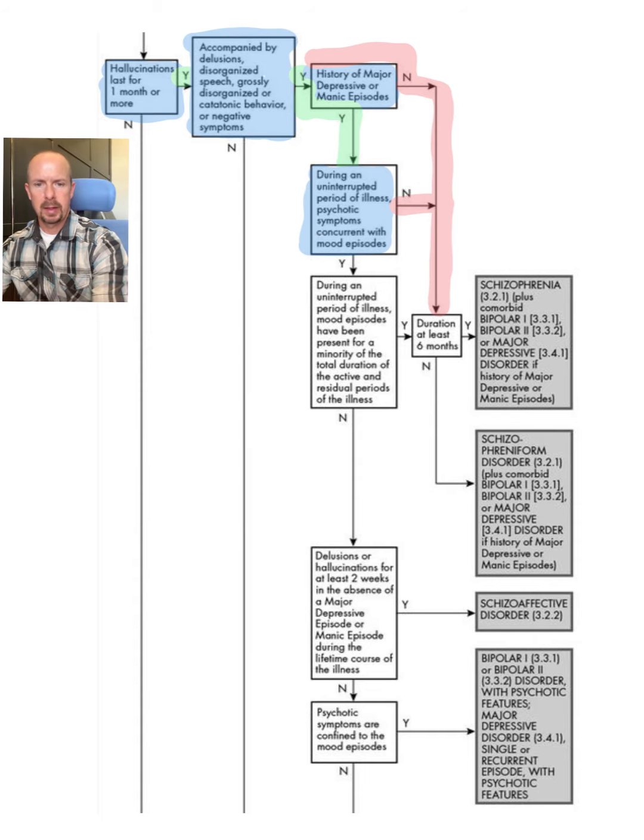However, if in fact there was an uninterrupted period where the psychotic symptoms and the mood symptoms were together, the next step would be during an uninterrupted period of illness where the mood symptoms have been present the minority of the total duration. So this is where this interesting word comes in: present for the minority of the total duration of the active periods.